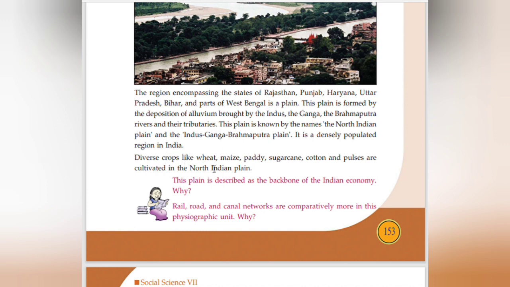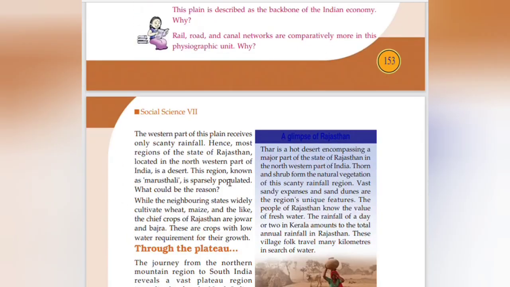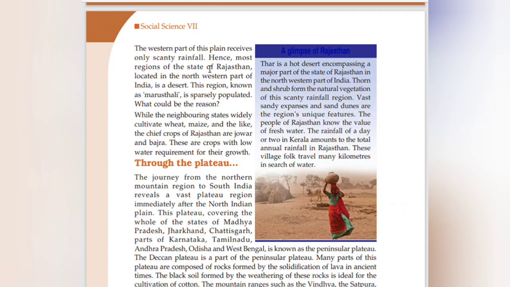Diverse crops like wheat, maize, paddy, sugarcane, cotton, pulses are cultivated in the northern Indian plain. The western part of the plain receives only scanty rainfall. Hence, most regions of the state of Rajasthan, located in the northwestern part of India, is a desert. This region, known as Marusthali, is sparsely populated. What could be the reason?